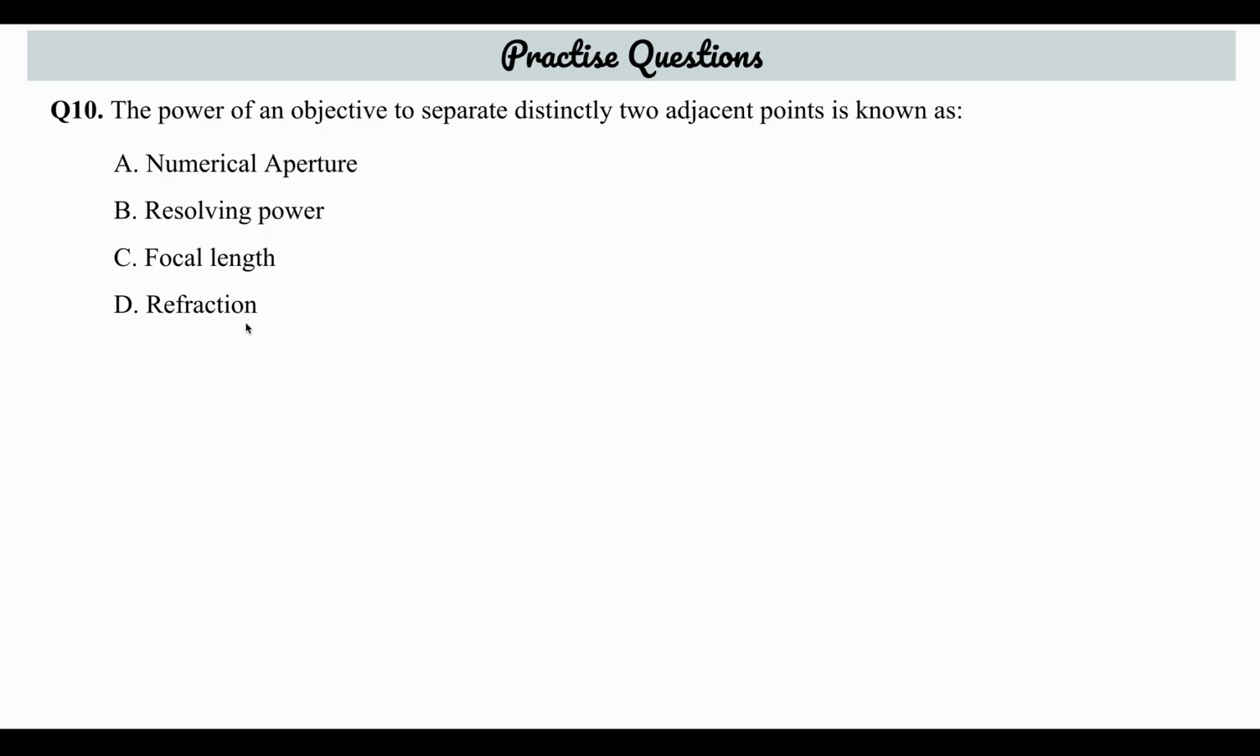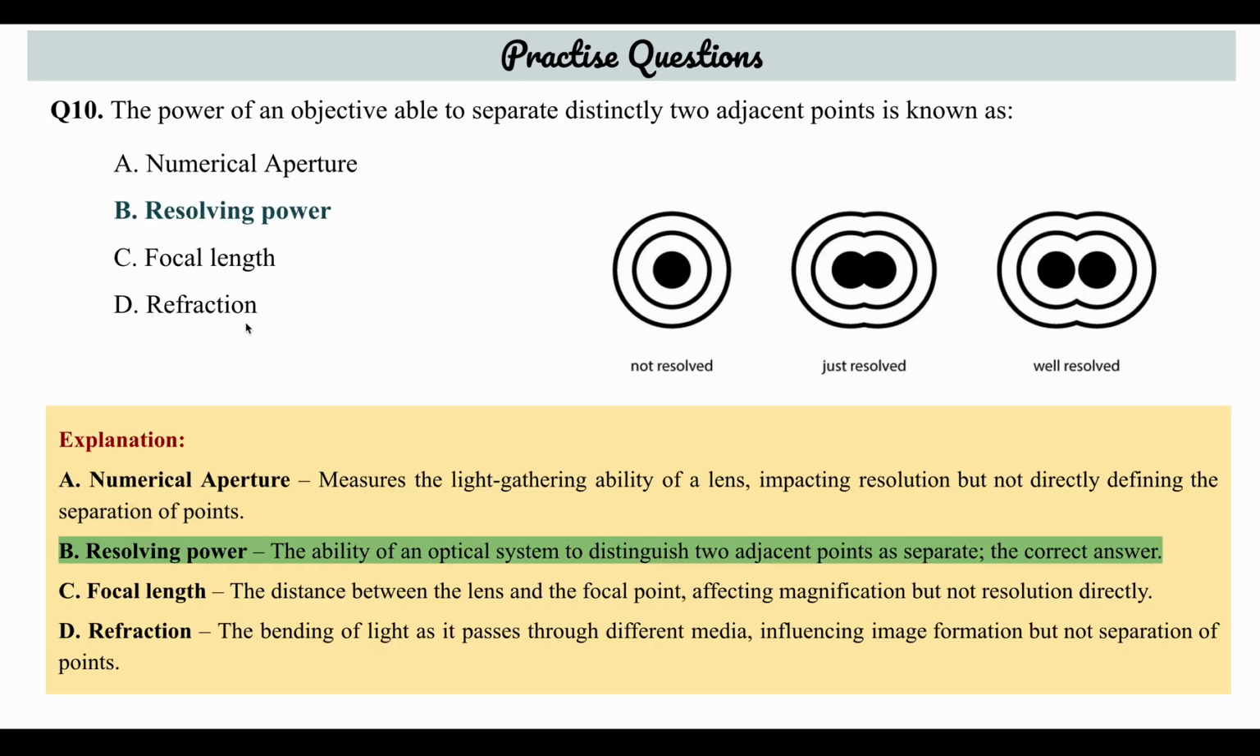Okay, let's see the right answer. The right answer is option B, that is resolving power. One by one, let's look at these terms. Numerical aperture measures the light gathering ability of a lens, impacting the resolution, but it does not directly define the resolution or separation of points. Resolving power is the ability of an optical system to distinguish two adjacent points as separate. So this is the correct answer.